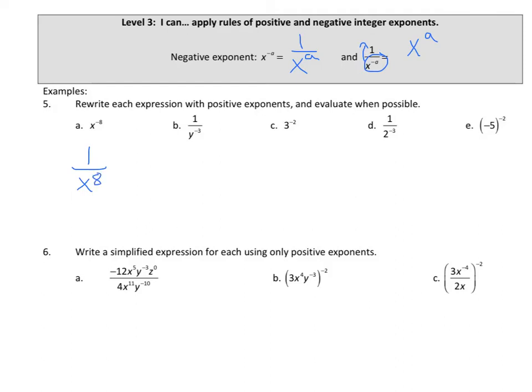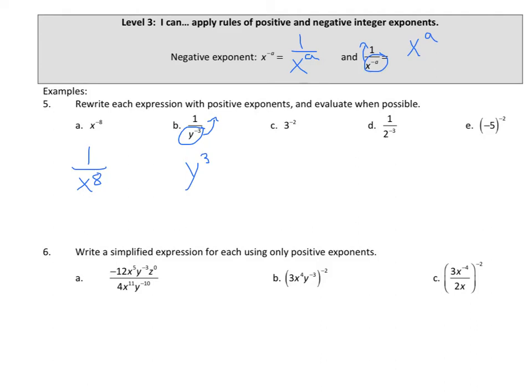Our goal is going to be to write these expressions in simplified form with all positive exponents. So for part B, y to the negative 3 needs to move up, and we get y to the positive 3.